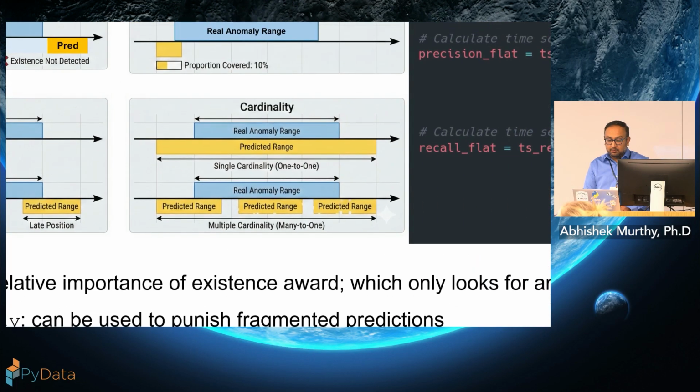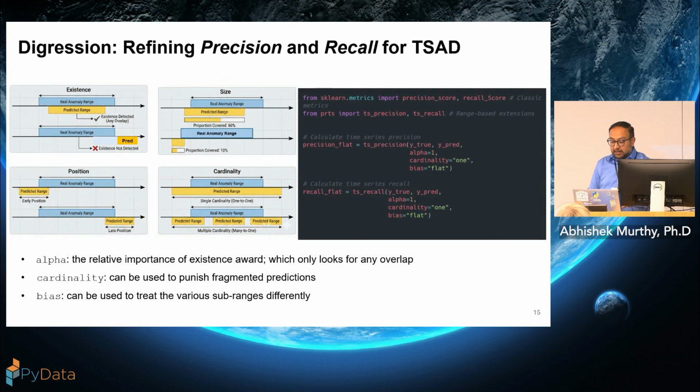And finally, cardinality. If you made a very fragmented prediction, you want to penalize the algorithm. For example, if you had a wearable and you started playing a sport from 10 o'clock to 11 o'clock, but instead of detecting one big activity, it detected three sub-activities, you will not be happy. So cardinality penalizes the algorithm if it's predicting the anomaly in a fragmented fashion. In this package, there are all these different knobs that you can tune to measure the performance of anomaly detection in a way that suits your application.